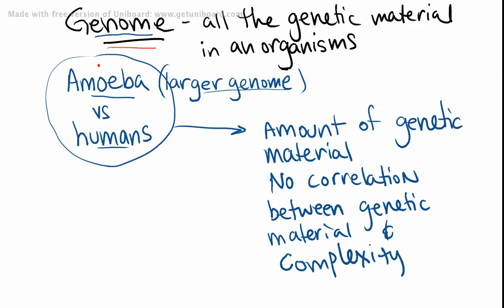What does it mean to be complex? Well, have lots of different types of cells that do all kinds of cool things. So it doesn't matter. Amoeba have tons more DNA than humans, and they're just little blobs. Okay? Cool. That's the second point we made.